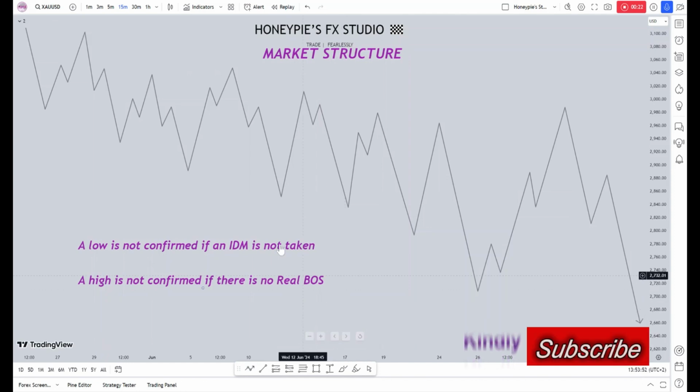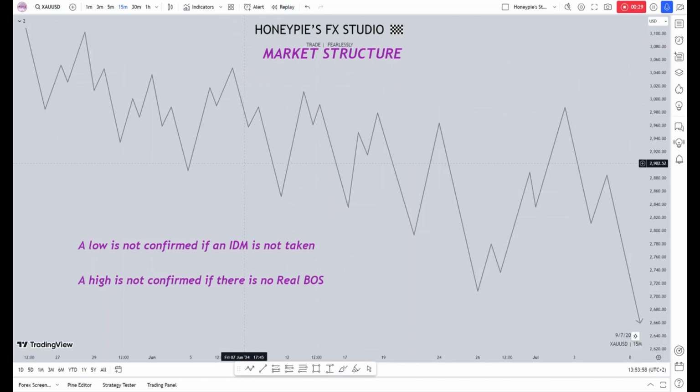In today's video, we're going to be talking about market structure, how to mark out our market structure. Two things we are going to be putting into consideration. One, a low is not confirmed if an inducement is not taken. A high is not confirmed if there is no real break of structure. Emphasis on the real break of structure.